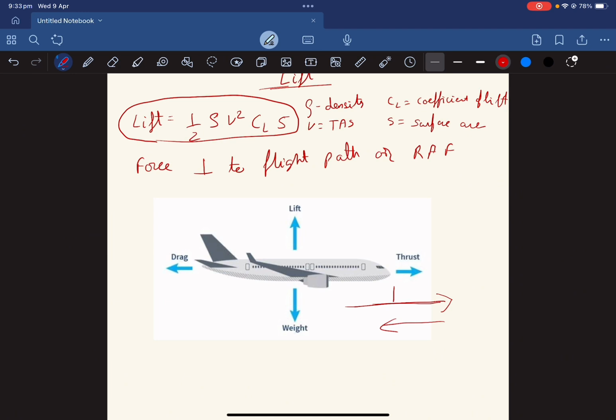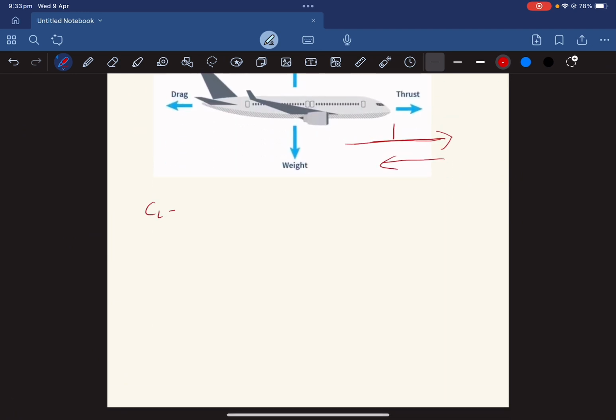So a quick thing. The CL, which is the coefficient of lift, depends on your angle of attack. Surface area, when I say surface area, it's the surface area of the wings. How big the wings are. The bigger the wings, the more lift they are going to produce.